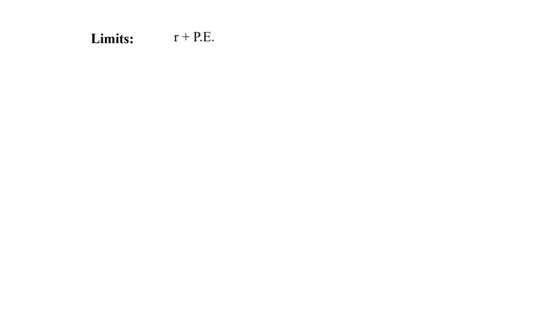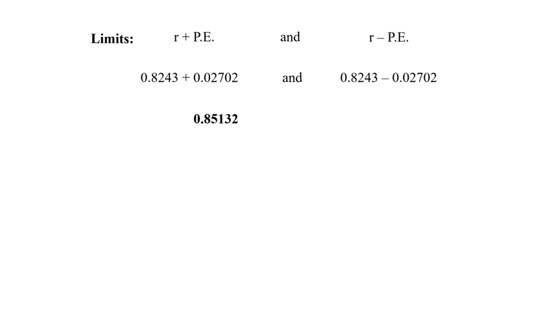Limits: R plus PE and R minus PE. R is given in the problem as 0.8243, plus PE as computed, 0.02702. You must be very careful here. It is 0.02702. If you have taken 0.2702, the answer will be wrong. And R minus PE is 0.8243 minus 0.02702. So add and subtract.